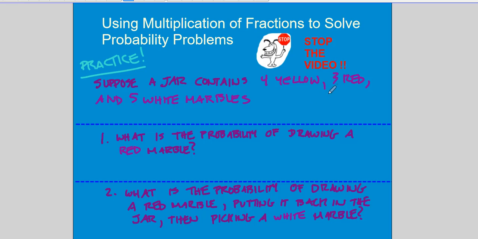Okay, the probability of drawing a red is going to be 3. How many total marbles do we have here? We got 4 plus 3 plus 5. That's 12. So the probability of drawing red is going to be 3 out of 12. But that can be reduced because I can divide 3 into everything here. So that's 1 out of 4.